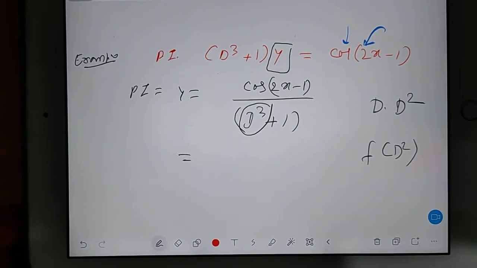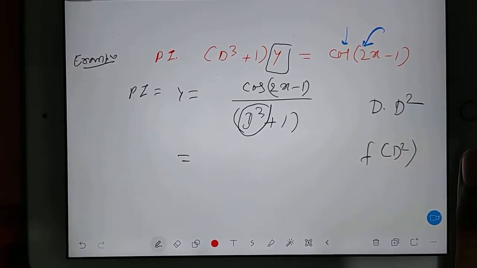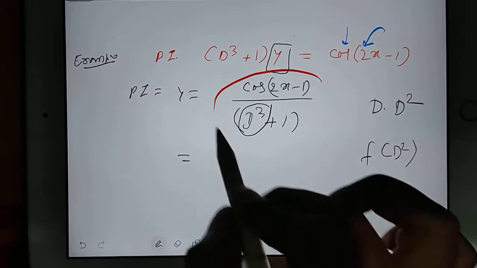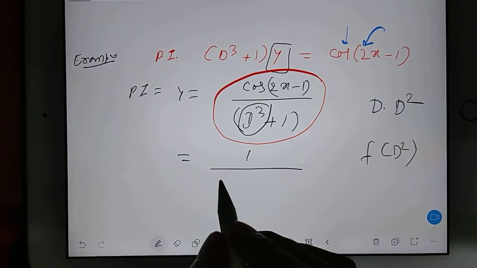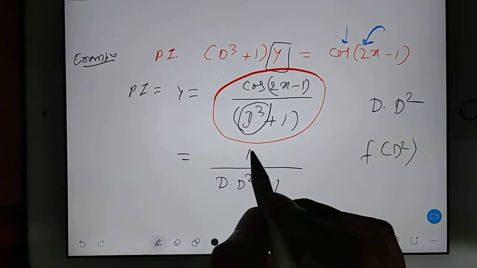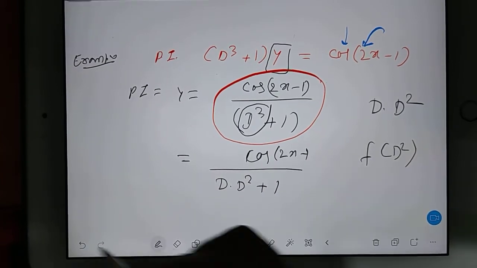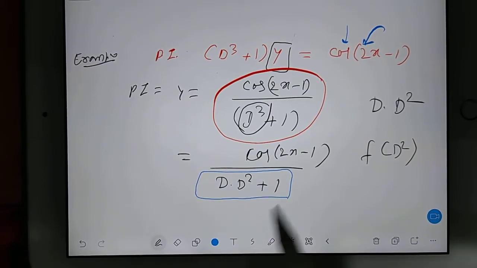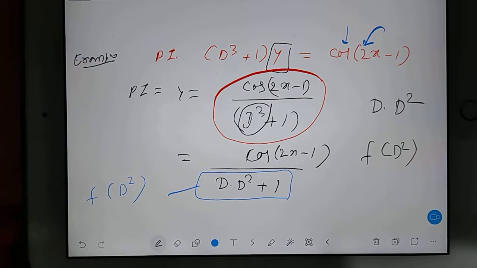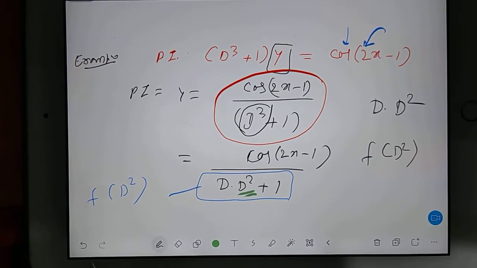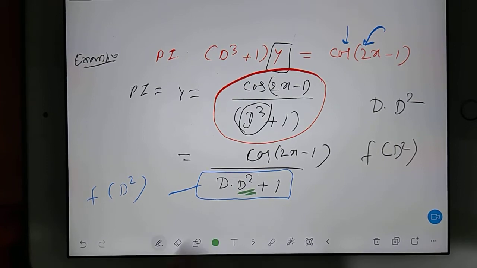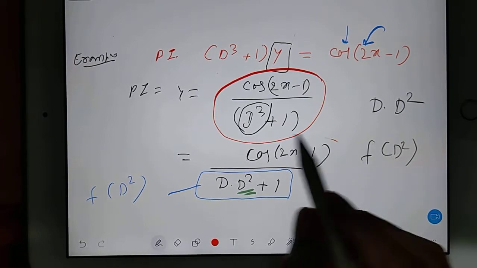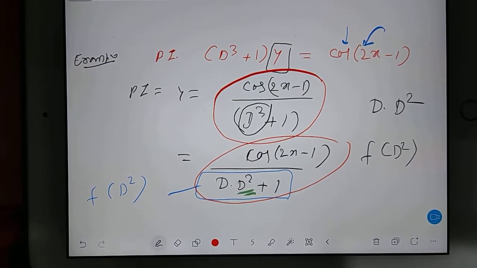These are the techniques. Actually, I am not inventing this technique. People have done that, and we are just following that part. So this equation, what you are seeing here, I can write as 1 by d into (d square plus 1) of cos 2x minus 1. Now you see, can you say that this is a function of d square? Yes, we can say. Why? Because a d square term is there. So whenever we have this kind of term, we can operate on it. We have a direct answer.